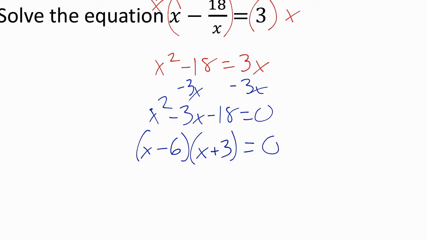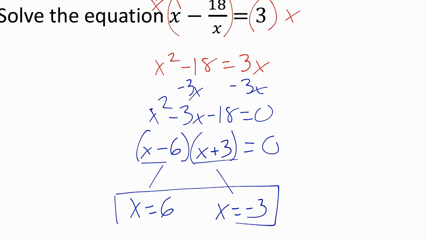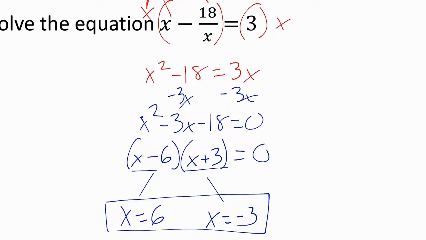Now using the zero product property, either this is equal to 0 or this is equal to 0. So what makes x minus 6 equal to 0? Well, that's x equals 6. What makes x plus 3 equal to 0? That's x equals negative 3. So we have two solutions that make this equation true: x equals 6 and x equals negative 3.